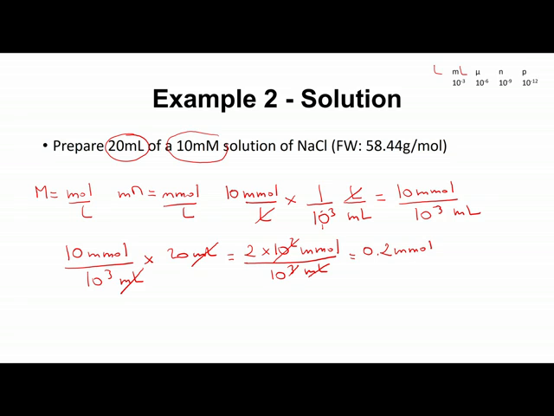And this milliliter is gone, obviously, because we cross multiply. So that's what you need. Basically, you need to measure 0.2 millimoles. Okay, now, how does that translate into grams?